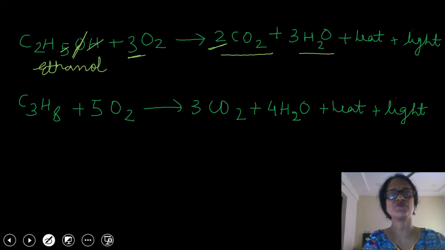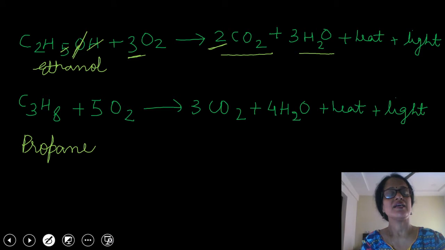Next example is of C3H8. C3H8 is called propane. Now, you can write the reaction very easily. Number of carbon atoms in the propane molecule is 3. So 3 molecules of CO2 will be produced here. Now look at hydrogen atoms. In the reactant side, 8 hydrogen atoms are present. So the number of water molecules produced will be half of 8, that will be equal to 4.